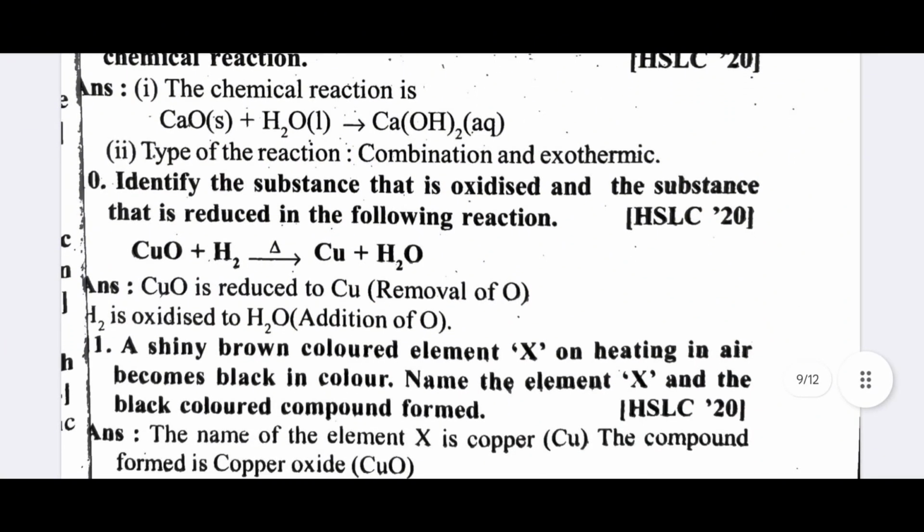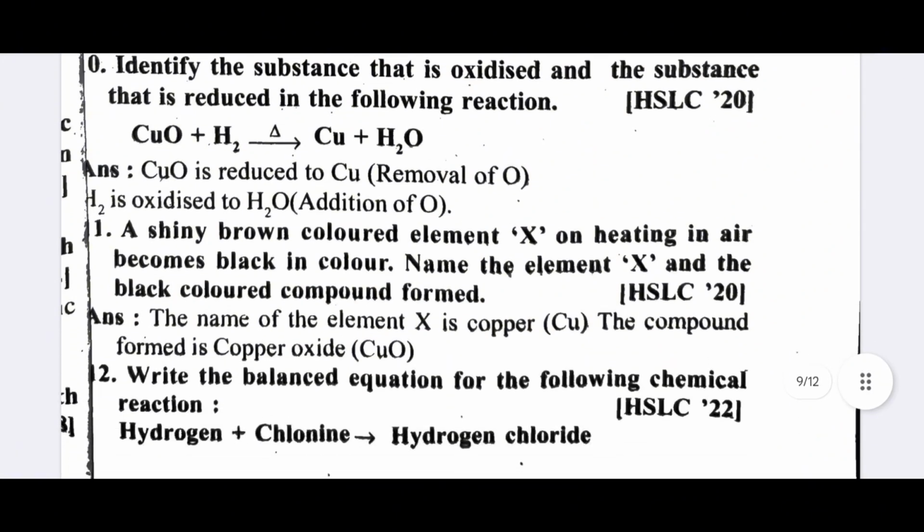A shiny brown colored element X on heating in air becomes black colored. Name the element X and the black colored compound. The name of element X is copper. The compound formed is copper oxide.